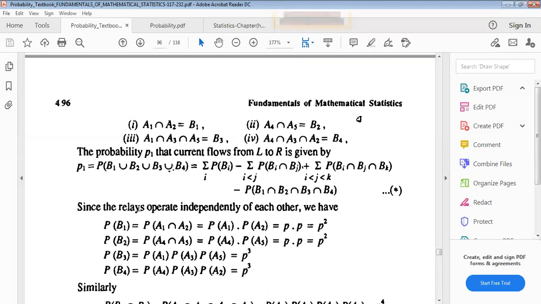Since the relays operate independently of each other, probability of B1 means A1 intersection A2, B2 means A4 intersection A5, and B3 means these three, A1 A3 A5. All are P, so this is P squared. This also is P squared. B3 is P cubed from the multiplicative law of probability: probability of A1, probability of A3, probability of A5, P cubed. This is also P cubed.